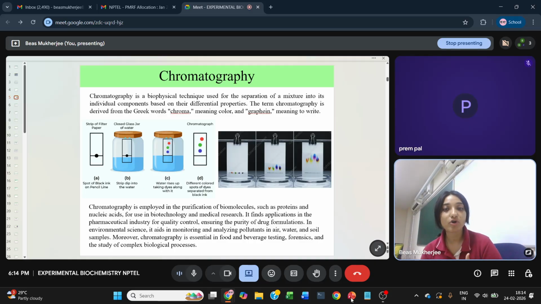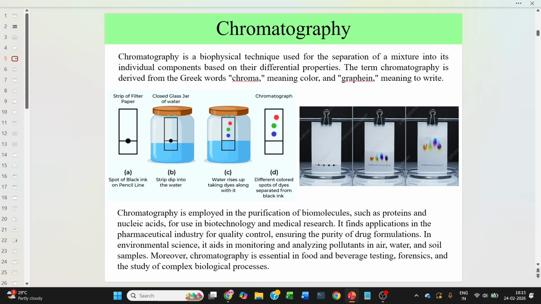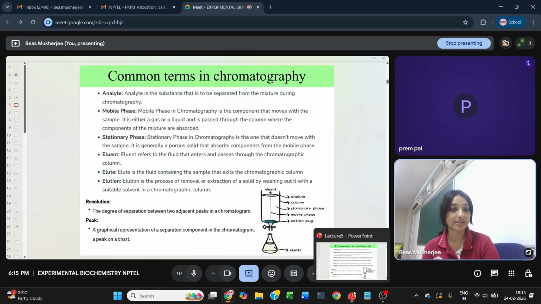Chromatography is employed in the purification of biomolecules such as proteins and nucleic acids, for use in biotechnology and medical research. It finds applications in the pharmaceutical industry for quality control, ensuring the purity of drug formulations. In environmental science, it aids in monitoring and analyzing pollutants in air, water, and soil samples. Moreover, chromatography is essential in food and beverage testing, forensics, and the study of complex biological processes. So chromatography has applications in diverse disciplines, which tells us that this is a very, very important technique.